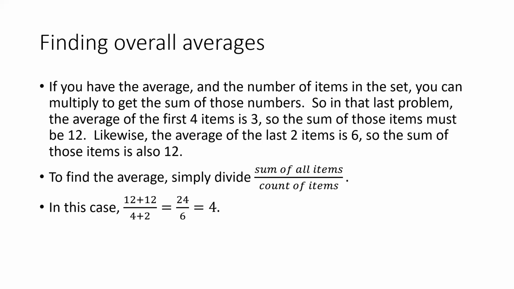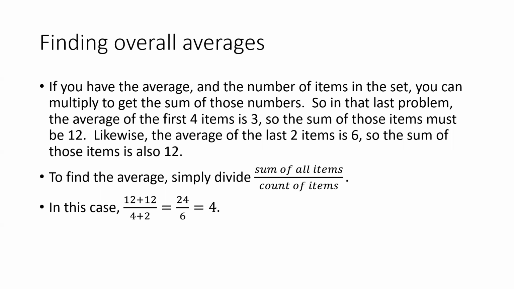Likewise, the average of the last 2 items is 6, so the sum of those items is also 12. So to find the average, simply divide the sum of all the items by the count of all the items. In this case, the sum of all the items is 12 plus 12, which gives you 24, and the count of all the items is 4 plus 2, which is 6. Then you divide 24 by 6, and that gives you 4, which is the average. That makes sense?